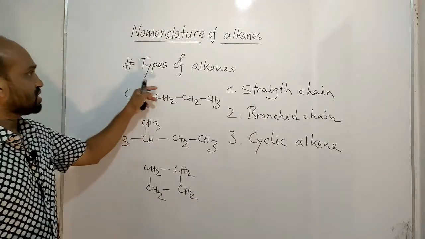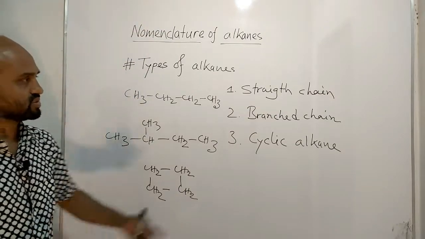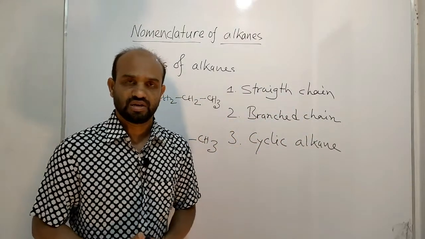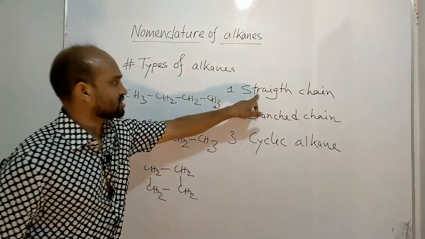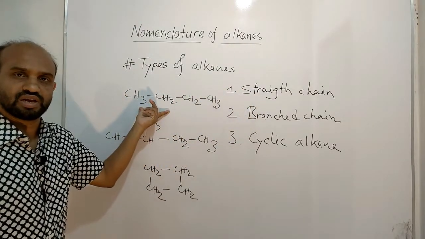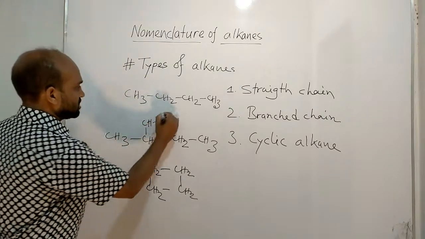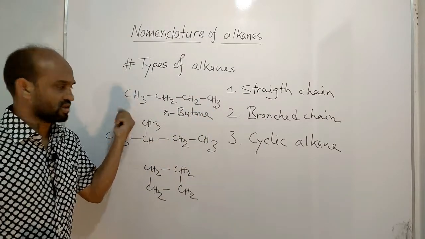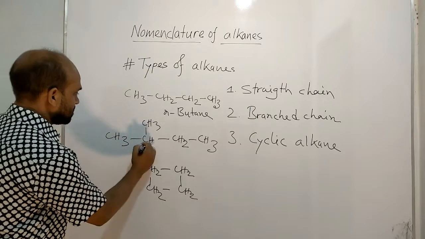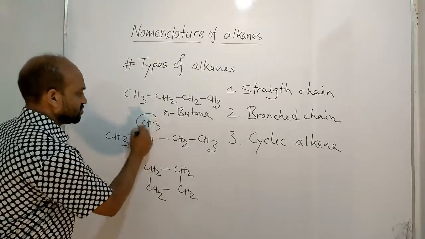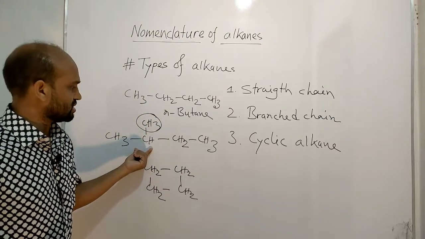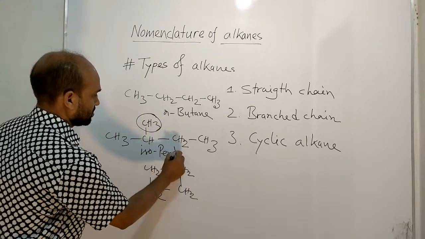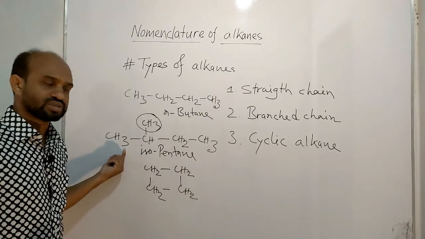Now the point is types of alkanes. Alkanes may be of three types: straight chain alkane, branched chain alkane, and cyclic alkane. Let's see some examples. Straight chain alkane. This is butane. No branch is here. It is butane, a kind of straight chain alkane. Another alkane, let's see here at carbon number 2, that is the second carbon, there is a branch. So it is a kind of branched alkane. Its name is, 1, 2, 3, 4, 5, isopentane. It is an example of branched alkane.